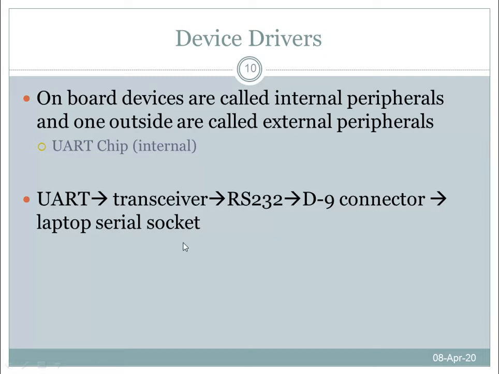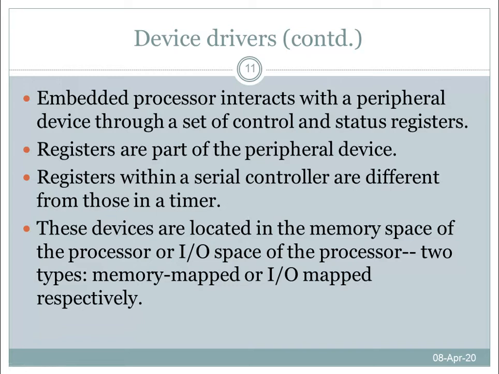Through this medium, the UART peripheral will communicate to your application through that channel. The embedded processor interacts with the peripheral devices through a set of control and status registers. To develop the UART drivers, we have to perform different functions: we have to transmit data through the peripheral or read data from the peripheral.